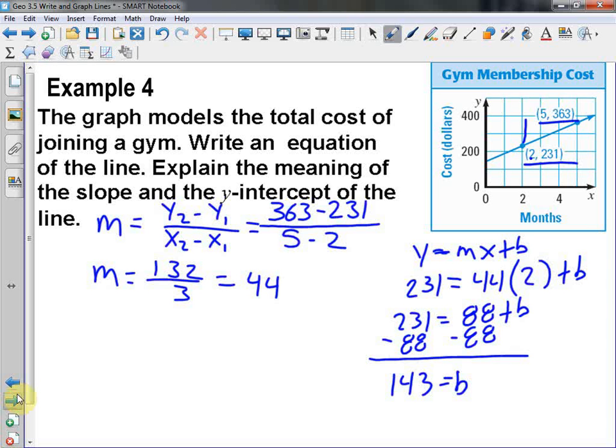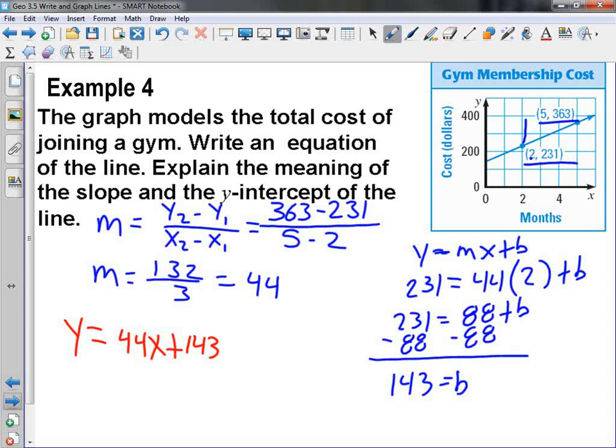How about Jesse? Can you help me set up the final equation? Y equals 44 plus 143. Something x somewhere, right? There we go. Okay, now it says explain what the slope and what the y-intercept means.